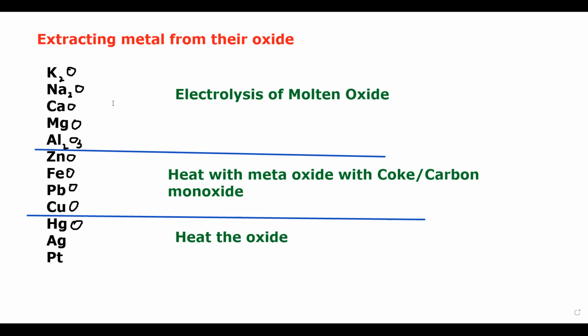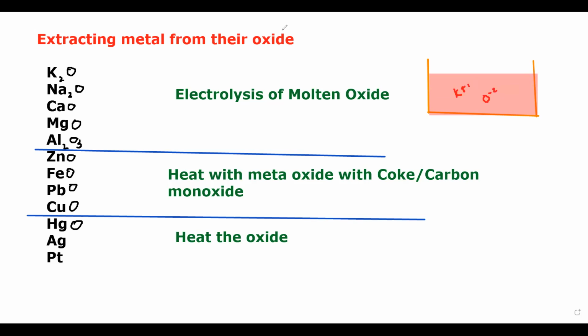First, we do electrolysis of the molten oxide. For example, we have potassium oxide. First we melt this potassium oxide. We'll take two electrodes, one connected with a positive terminal called the anode, another connected with a negative terminal known as the cathode. And the solution should be a molten oxide, for example molten potassium oxide. Molten potassium oxide contains potassium ions, group 1, and oxide ions, 2-.